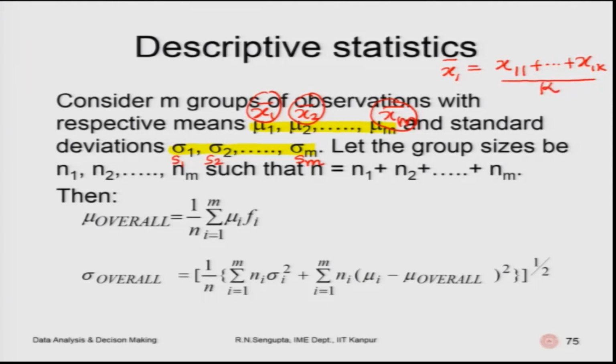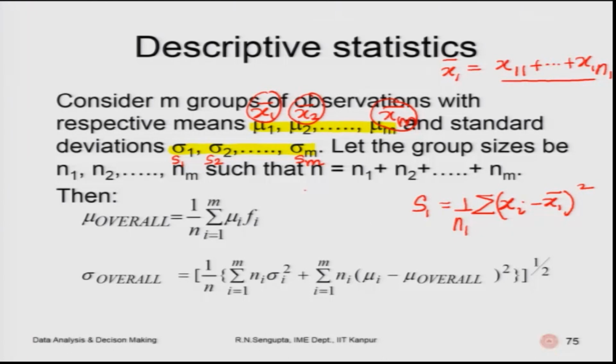So, this k may change from group to group, and S1 would be calculated considering that, and I do my calculation accordingly. So, let the group size be n1 to nm. This is what k was, I was talking about, let me change it so that there is no confusion. So, this should be n1.